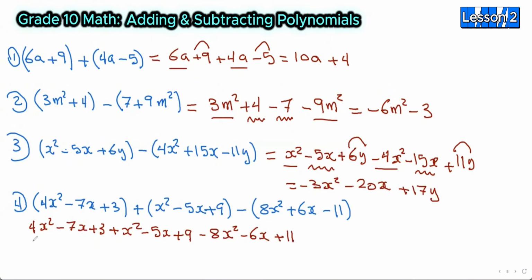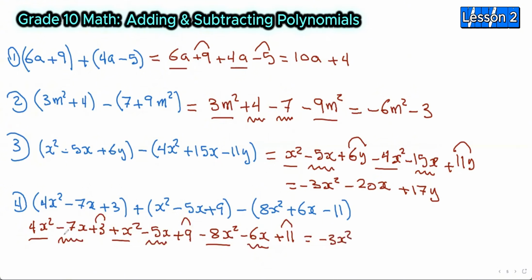Now let's collect like terms, the 4x squared, the positive x squared, and the minus 8x squared, and then a wiggly line under anything that has an x in it. And then we just put a little hat on the constants. Constant is a number that doesn't have a variable. We have 3 like terms here. So we go 4x squared plus 1x squared is 5x squared. 5x squared minus 8x squared is negative 3x squared.